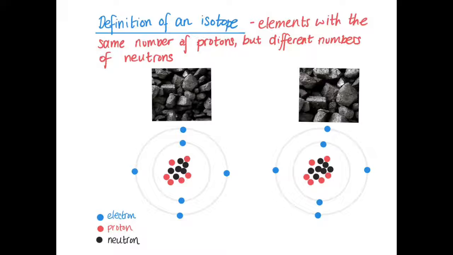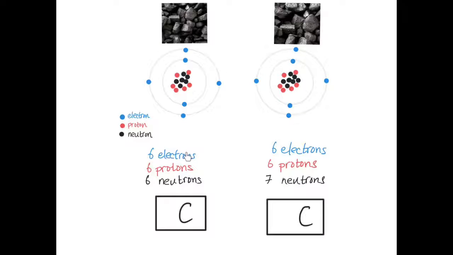But if you take a closer look at them, the sample on the left hand side has got 6 neutrons. And it's got 6 protons. The sample on the right, however, has 6 protons, but it has 7 neutrons. So these are isotopes of each other. 6 electrons, 6 protons, 6 neutrons. This one, 6 electrons, 6 protons, 7 neutrons.